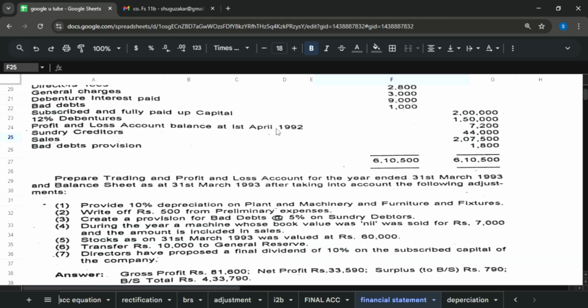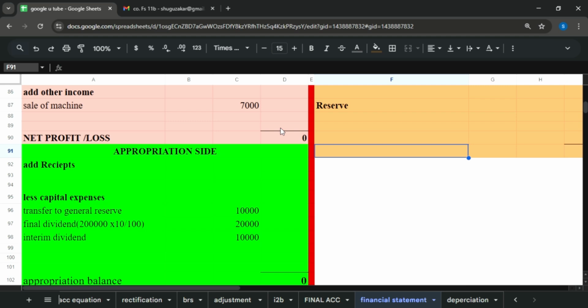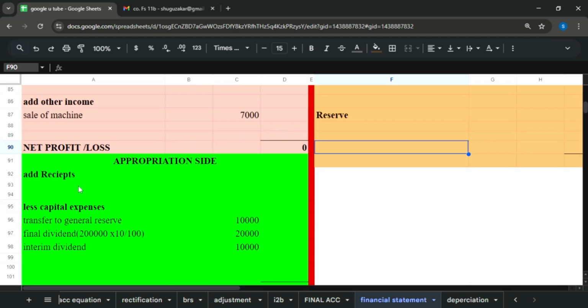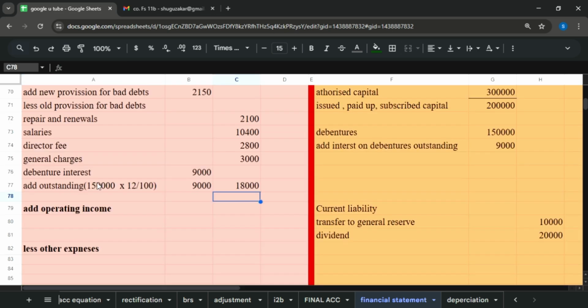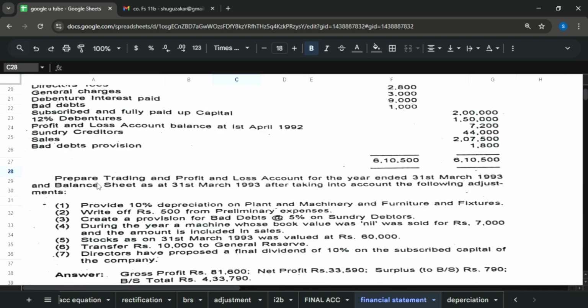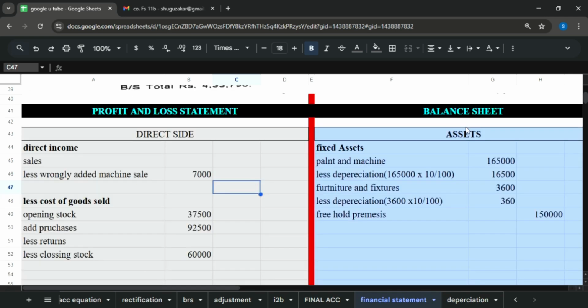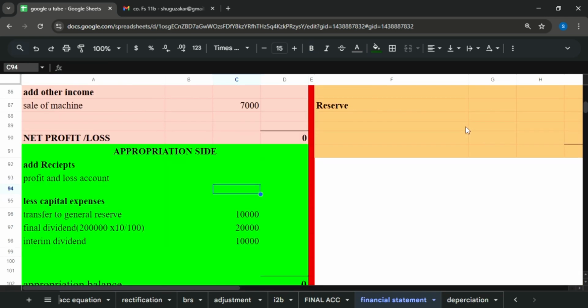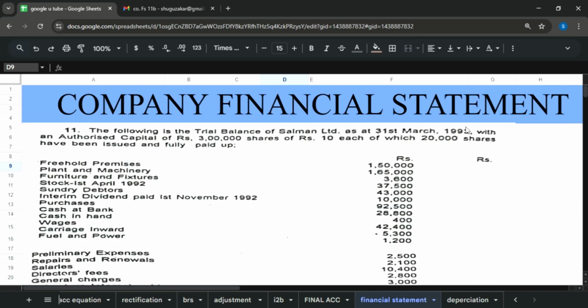Now the profit and loss account. This would be part of the appropriation account where you will mention the profit and loss account. The value of this profit and loss account is given in your question, and that is 7,200. Just mention 7,200 over here. Let's see what is next for us.